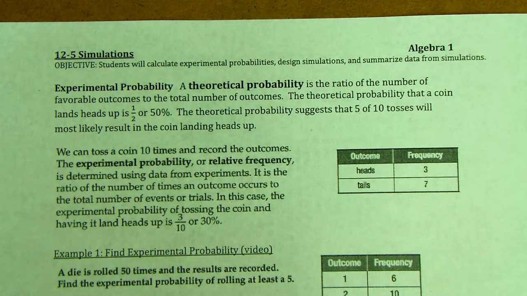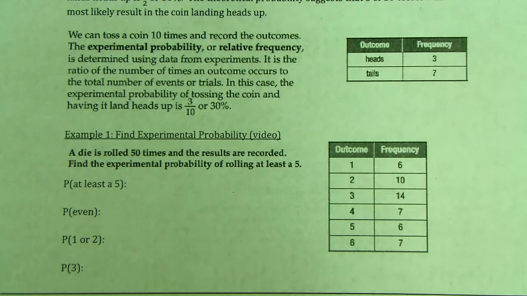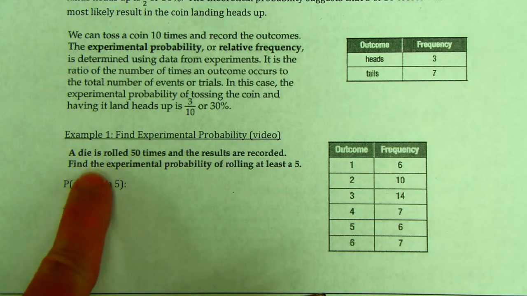All right, so right here, let's look at this first example. It says find experimental probability. So a die is rolled. That would be like a number cube with 1 through 6 on it, and they rolled it 50 times, and here are the results. So what is based on the experiment, so find the experimental probability, so these are the numbers we are going to use, of rolling at least a 5.